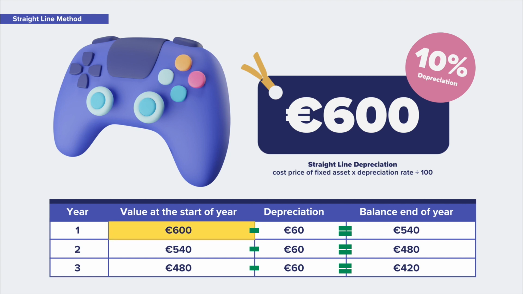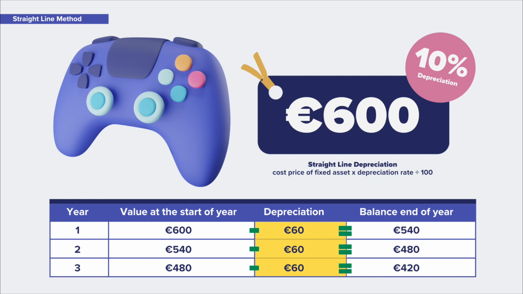And to recap this, we know that the price of our games console was €600, and we know that our depreciation rate is 10% each year. So we found 10% of 600, which is €60, which is what our games console depreciates at every year. We take this figure away from our starting value initially, and this leaves us with a balance at the end of the year of €540. We follow this method then each year, and you can see why it's called the straight line method, as it's €60 each year, it never changes.